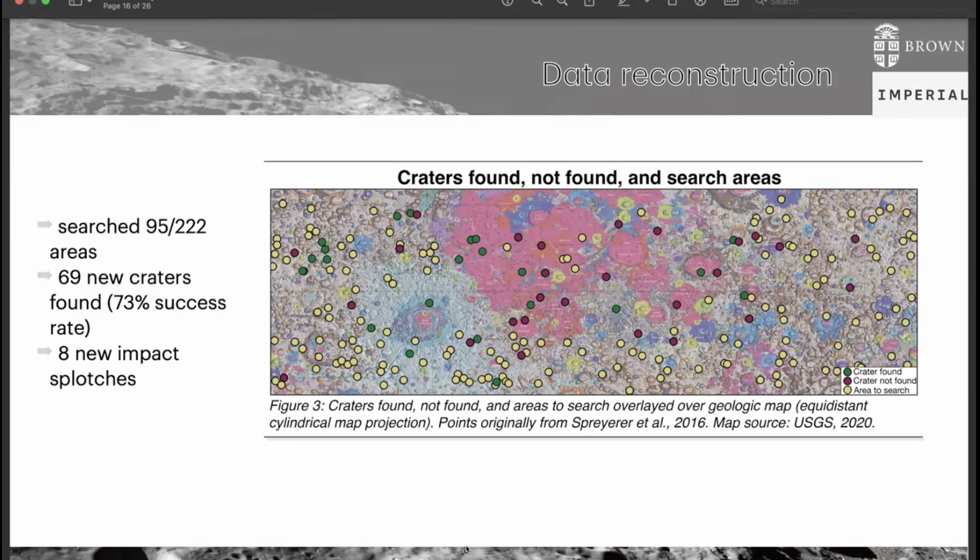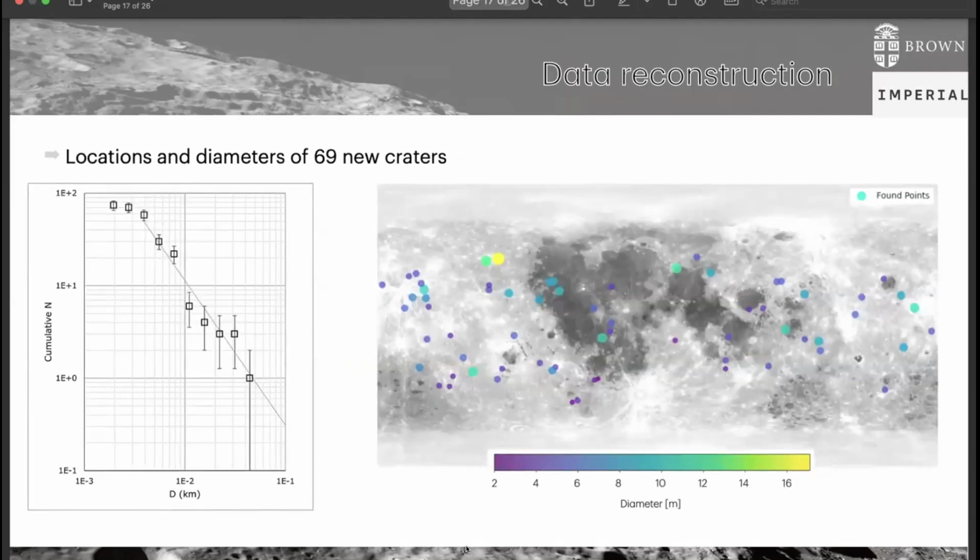Now, it could be that some of the splotches were identified by Speyer et al. as craters. But it could also be that they were just collocated, because I think the paper reports over 14,000 splotches that they've also somewhat found during their search. So in any case, that's what ended up in our data set.